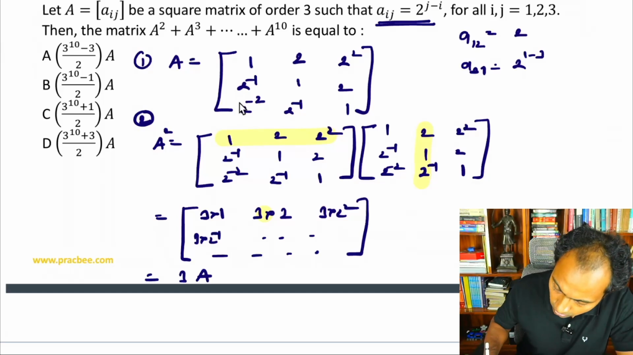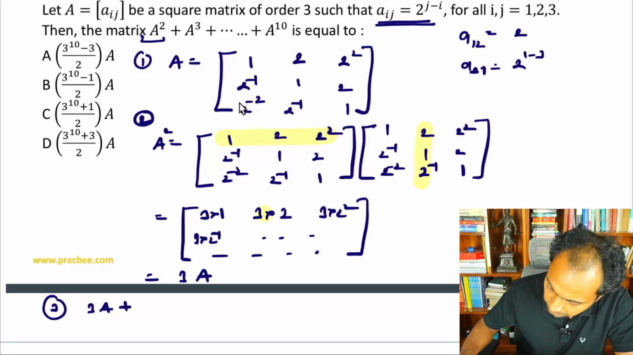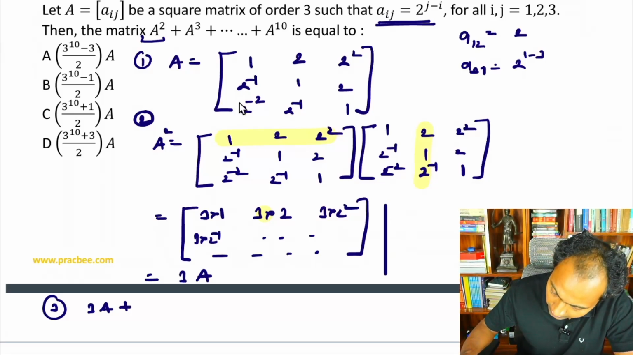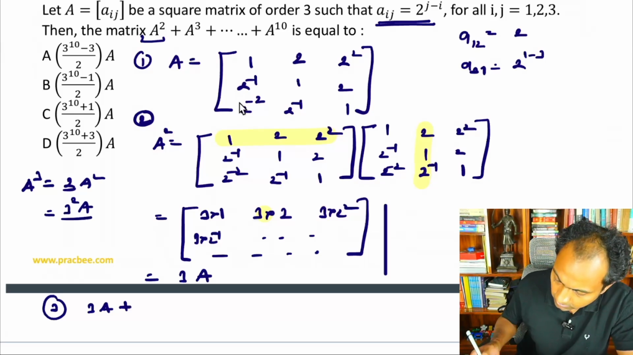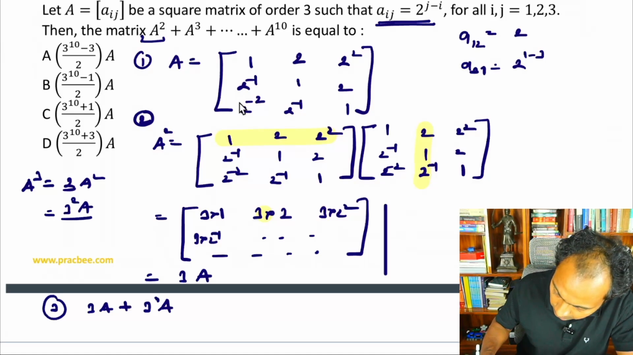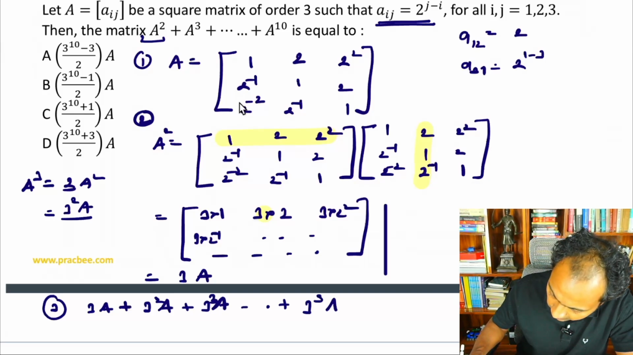Now if I go to the original question, what they are asking is A square. If you replace it by 3A, the next term, again A square, we can multiply by A. So if I want to understand what will happen to A cube, it will become 3 times A square, and since A square is nothing but 3A, this becomes 3 square A. The next term becomes 3 square A, the next will become 3 cube A, and ultimately the last becomes nothing but 3 raised to the power 9 times A.